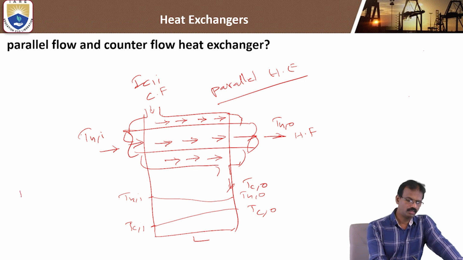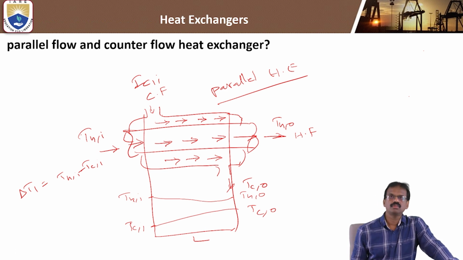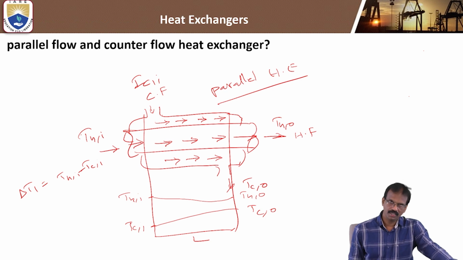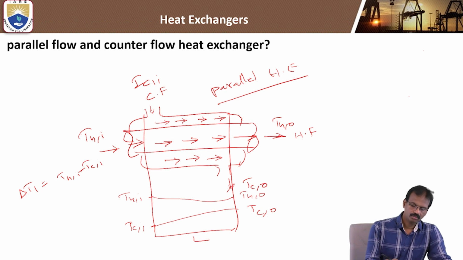You can see this, delta T1 is nothing but Th_i minus Tc_i. Here we can observe that the inlets of hot and cold fluid are on one side, and the outlets of both the hot and cold fluids are on the other side of the heat exchanger. This is the delta T2. Delta T2 is equal to Th_o minus Tc_o.